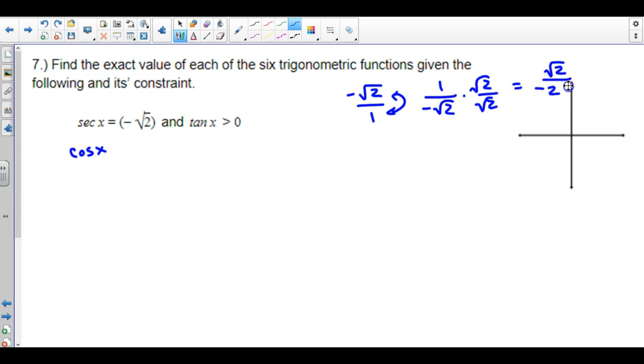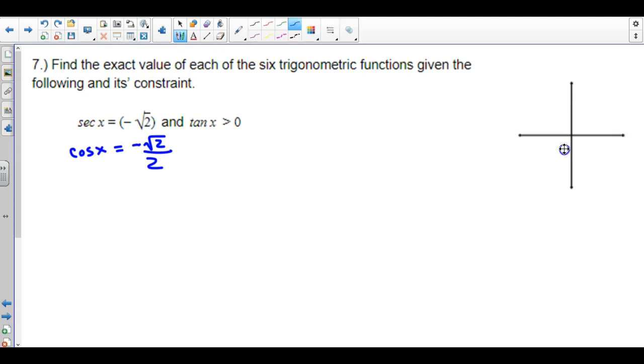So we want to think about where cosine is going to give me a negative value, but we also want to think about what reference angle would yield a cosine value of negative root 2 over 2. So I'm going to first throw that over here because that's one of my other trig functions. So the cosine would be negative radical 2 over 2. So this already knocks out 2 of my 6 values.